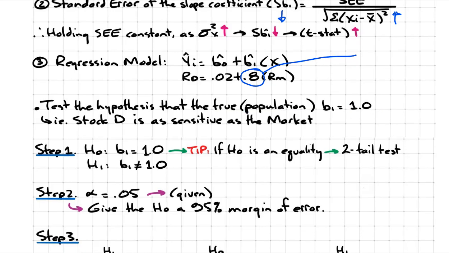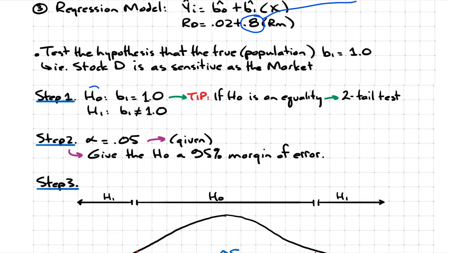So let's start the process for hypothesis test. We state the null, and here's the null. It's the claim that the beta is equal to 1. And from previous chapters, we know that if there's an equality in the null statement, it results in a two-tailed test, because that means we're willing to accept values equidistant on either side of 1 once we factor in that margin of error.